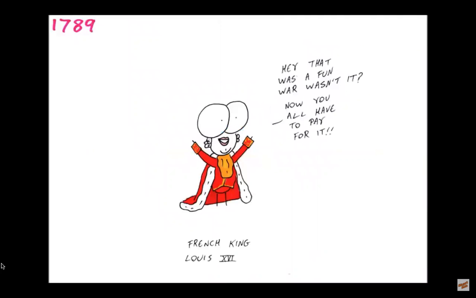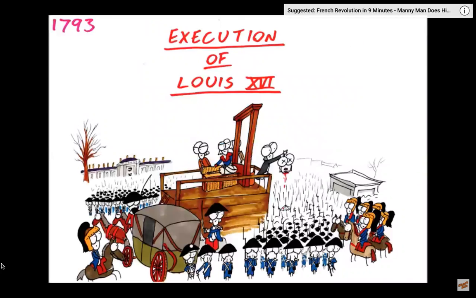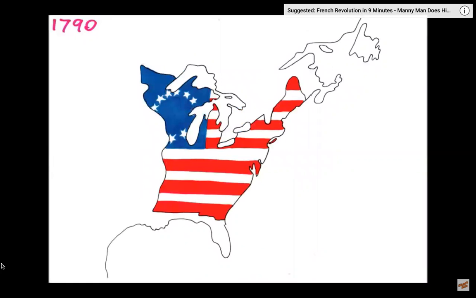France practically bankrupted itself paying for the war, leading to its own revolution in 1789. The United States would organize itself in the coming decades.